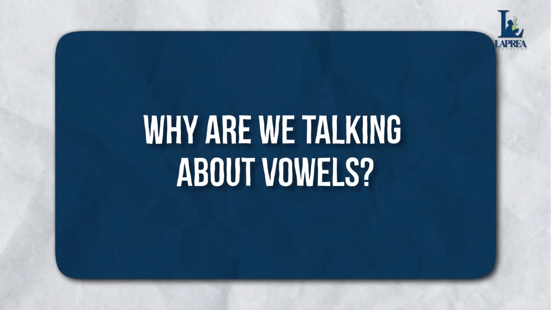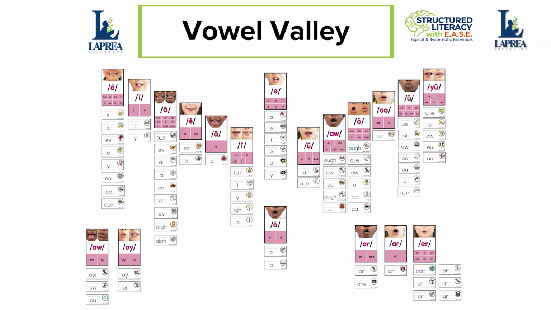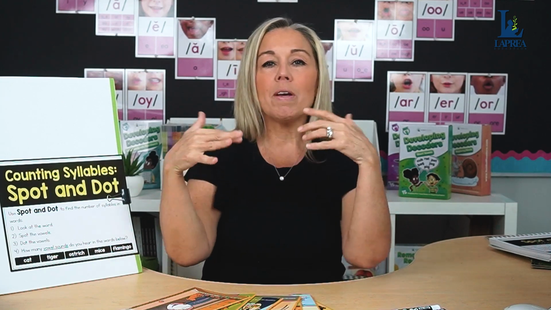So first, we're going to jump right in and we're going to talk about vowels. And the first question we need to ask is, why are we talking about vowels? So let's revisit what vowels are. A vowel is a voiced speech sound where air flows freely without friction or blockage from the teeth, the tongue, the lips, or the throat. So think of it as kind of an open, melodious part of a word.